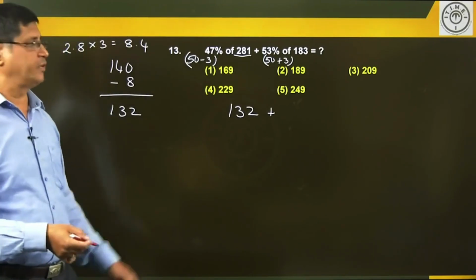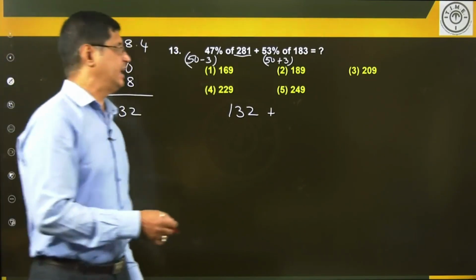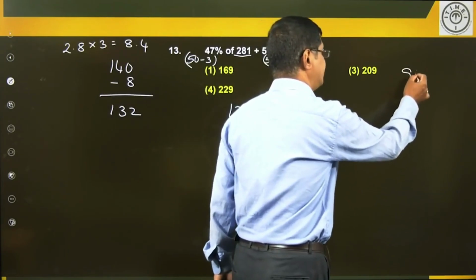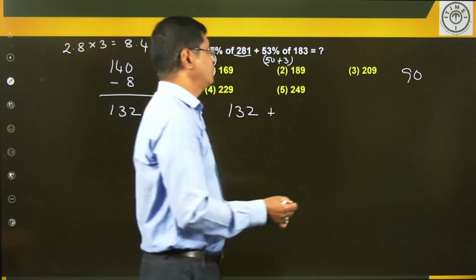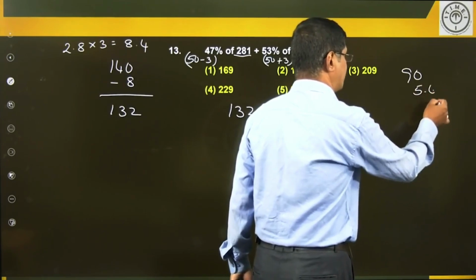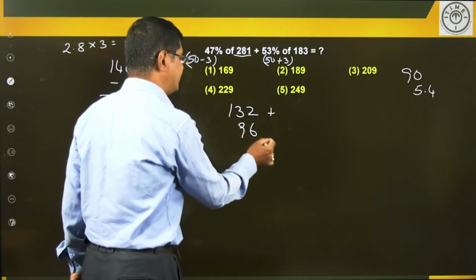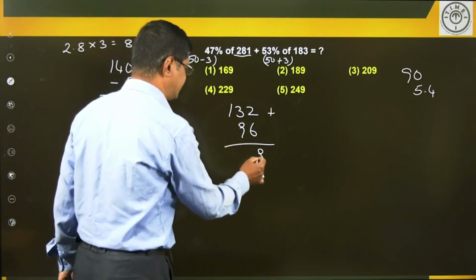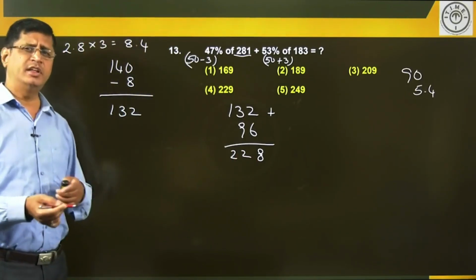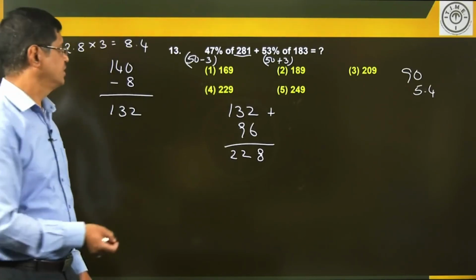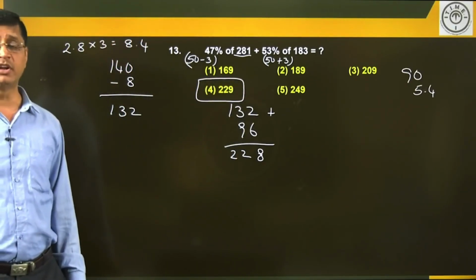50% plus 3%. Here I am approximately using 183 as 180. Half of 180, that is 90. 1% is equal to 1.8. 3 times of it, 5.4. So here approximately I am taking 96. So when you add 96 here, what is the result? The result is 228. So 228 means, what is the nearest, closest value to this 228? The right choice is option number 4. Choice 4 is the correct answer. That is 229.